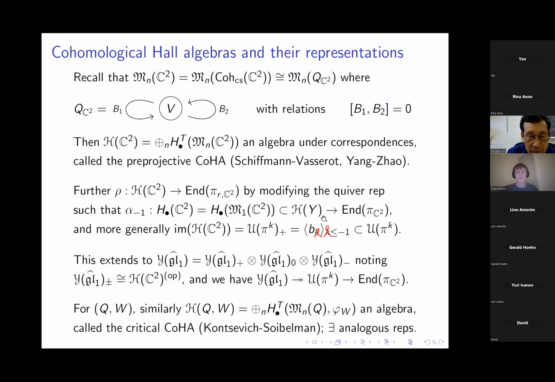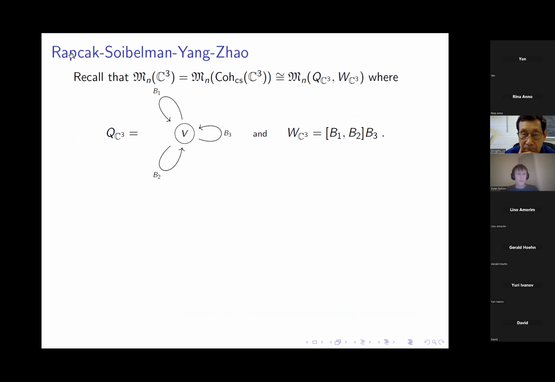So we're going to do a bit of a detour and talk more about cohomological Hall algebras. And at the end, I'll come back to the relation to vertex algebras. And in the next lecture, we'll really spell out a lot of the somewhat conjectural details about that. Okay. So I'm now going to talk about the work on this topic by Rapcak-Soibelman-Yang-Zhao.